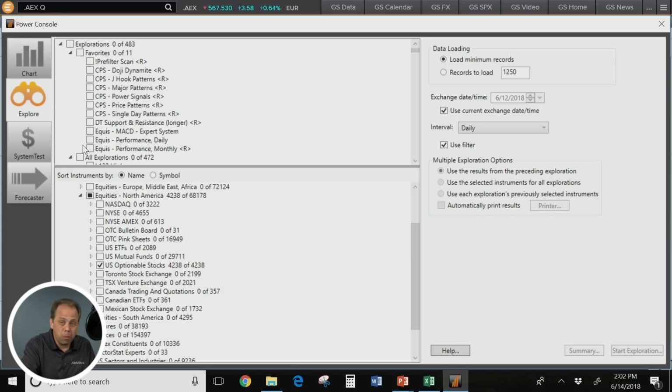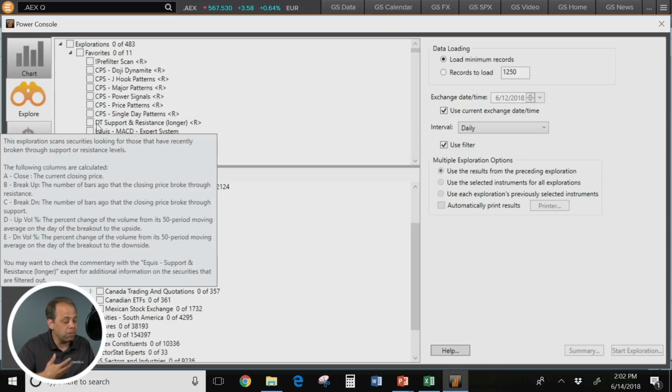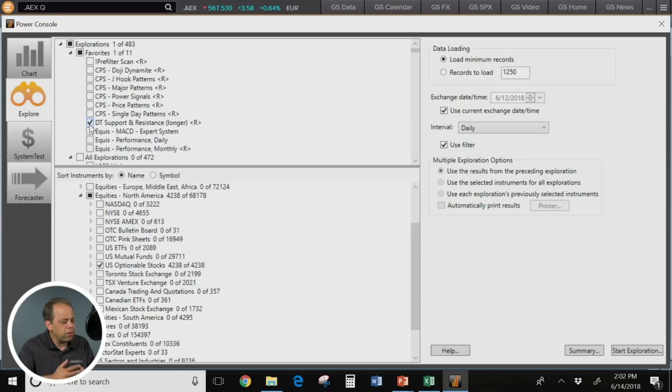Right here at the top with our new scanning engine, I've set a few of them that I call my favorite scans. Let's say, for example, I want to build out a list or a scan of stocks that have broken through support or resistance recently. In MetaStock, that's a scan that's available. It's called the DT Support and Resistance Scan. So I'm going to go ahead and select that. I'm also going to look for performance on these, so I'm going to also select the performance.